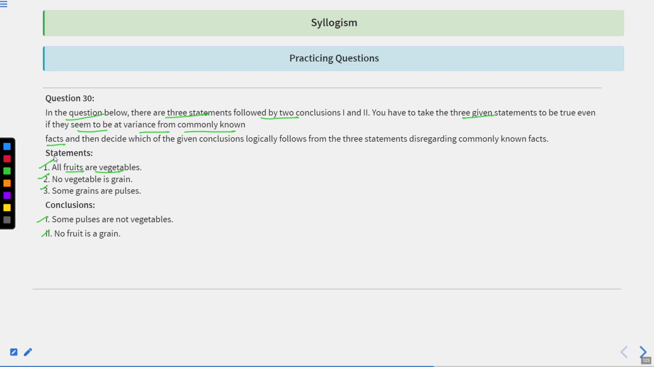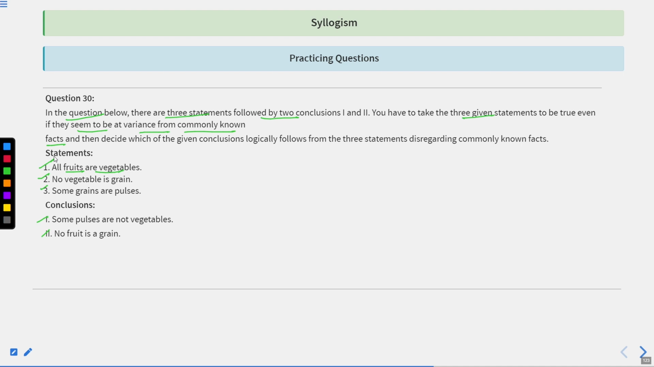In those 10 seconds, in syllogism, based on the statement that has been provided, you have to draw the Venn diagram, where one circle will represent fruits, another will represent vegetables, another will represent grains, and the other one will represent pulses. And after drawing the Venn diagram, we will analyze whether the Venn diagram resonates with the statement or not.